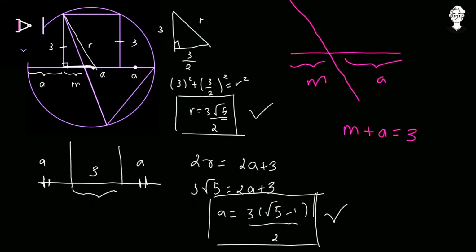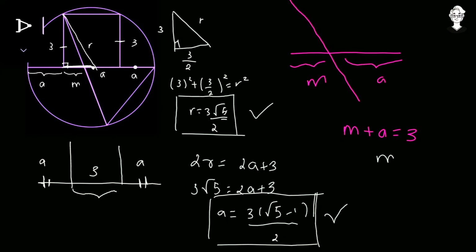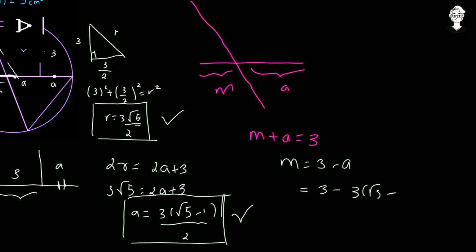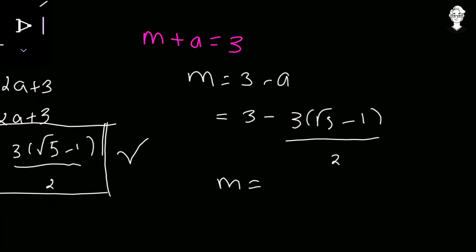Now in this particular equation we already have the value of a. So I can put the value of a so as to get the value of m. So m is equal to 3 minus a. So 3 minus 3 times (square root of 5 minus 1) upon 2. So just zooming in over there, m is equal to 2 into 3, 6, 6 plus 3, that's 9. So 9 minus 3 root 5, we can take 3 common out. So 3 taken common out, so we have that 3 times (3 minus square root of 5) upon 2 is the value of m.